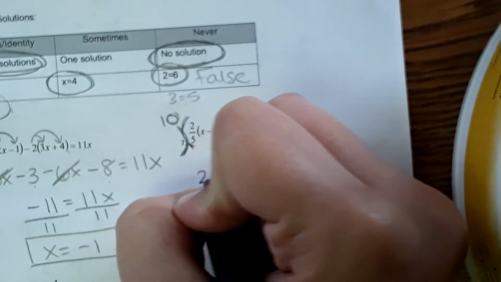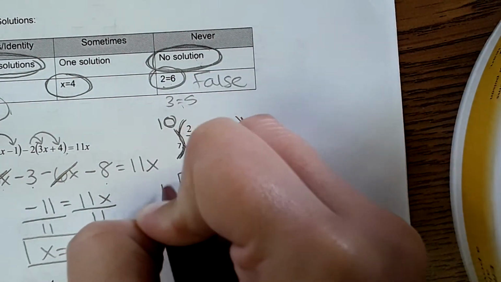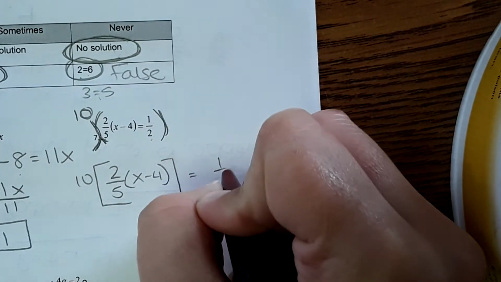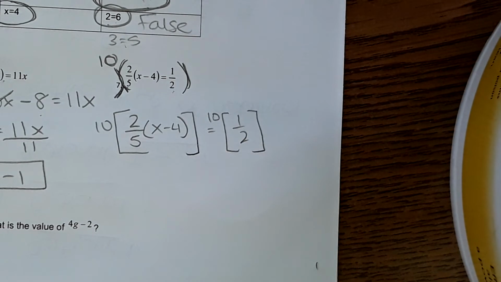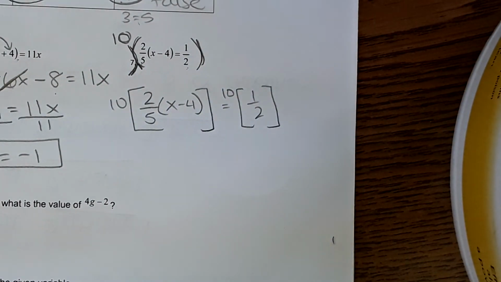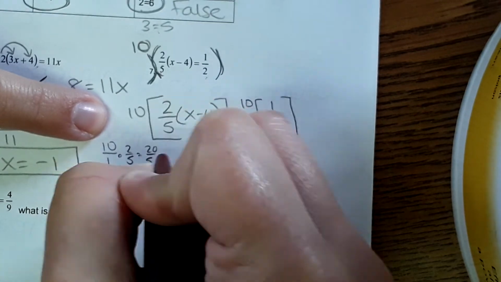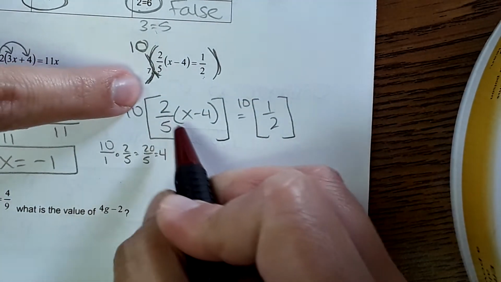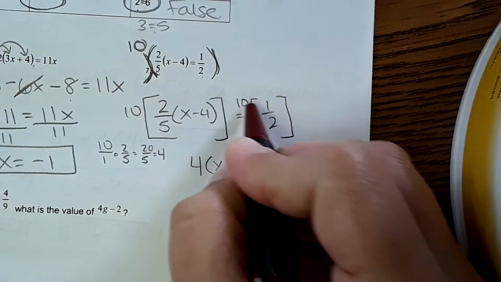So here's what this will look like. I'm rewriting it out. But this first half of the equation, I'm multiplying by 10. And then 1/2, I'm also multiplying by 10, and it'll completely get rid of the fractions for me. Okay, so here, 10 over 1 times 2/5 equals 20 over 5, which equals 4. So instead of 2/5 now, we're just going to have 4x minus 4, and 10 times 1/2 is 5.